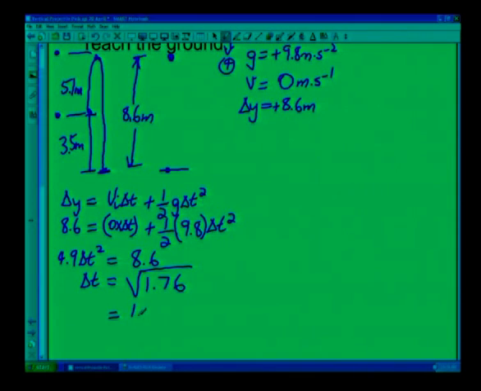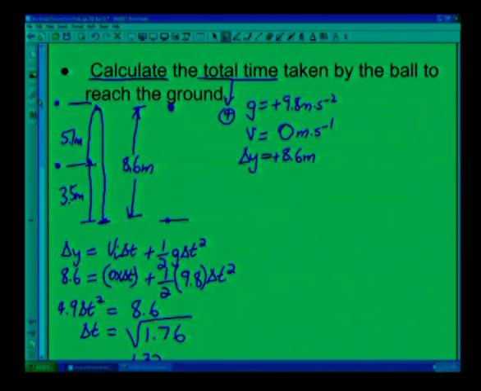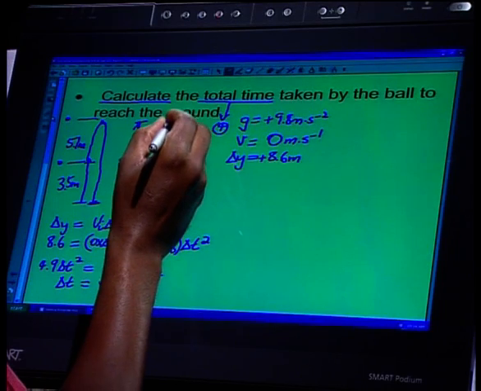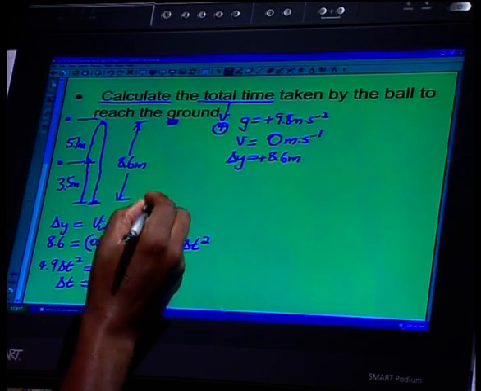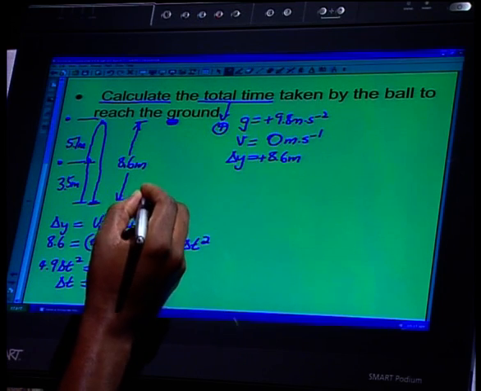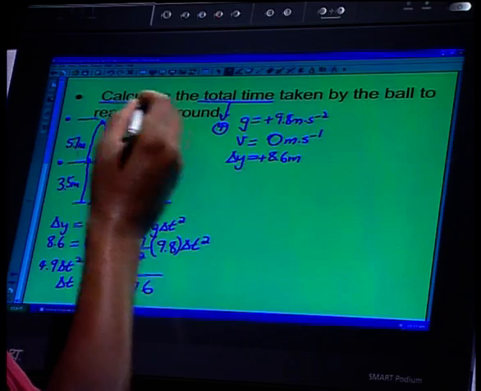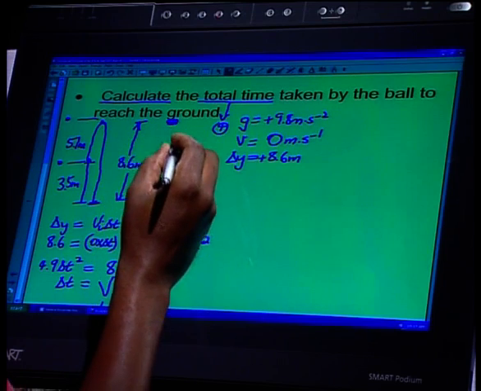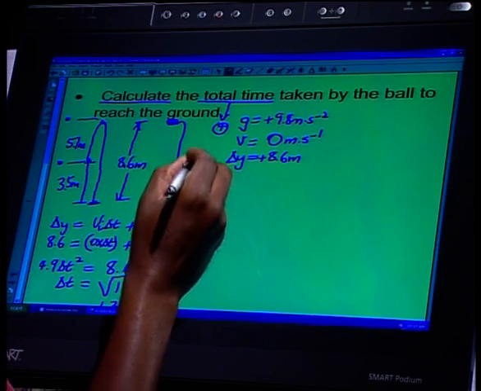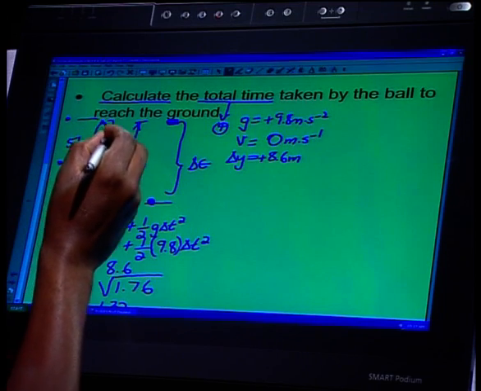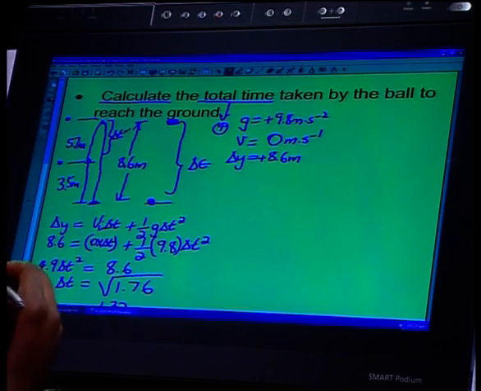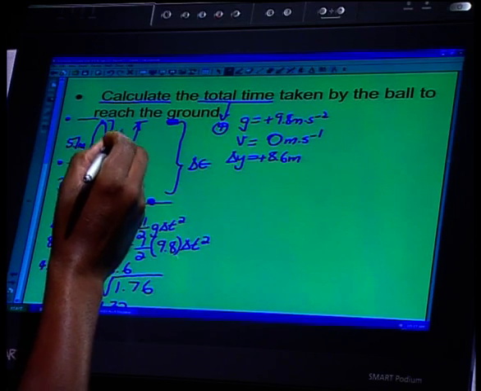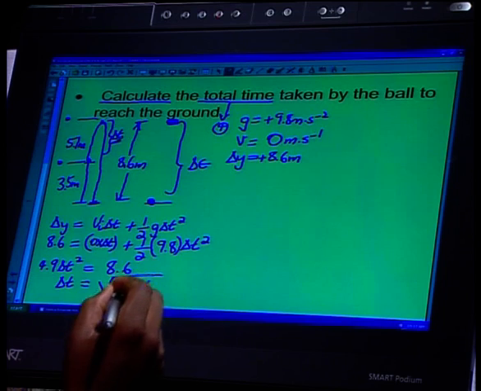So 1.32 seconds. Now, this is not the answer. This is only the time it takes the ball to move from that position to hit the ground. But the question says calculate the total time taken by the ball. So the total time taken by the ball will be this time here plus this time there, the time we have from our previous calculations.